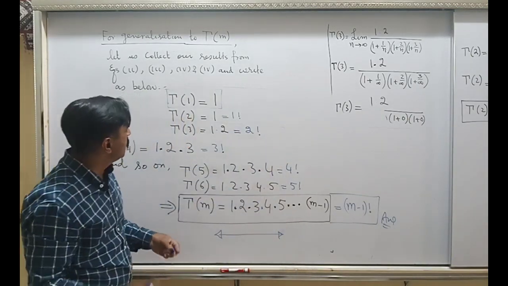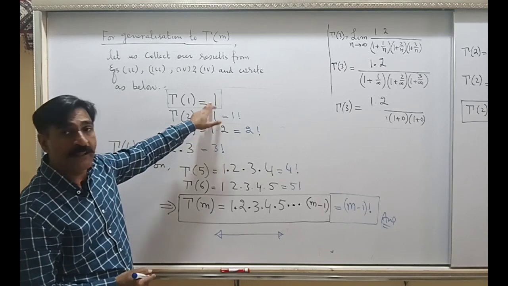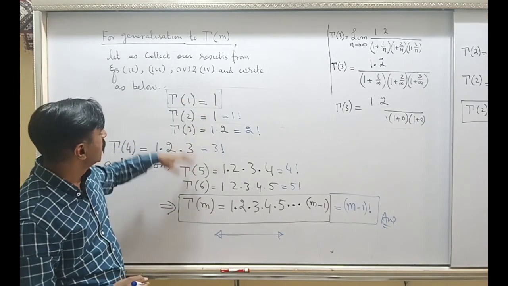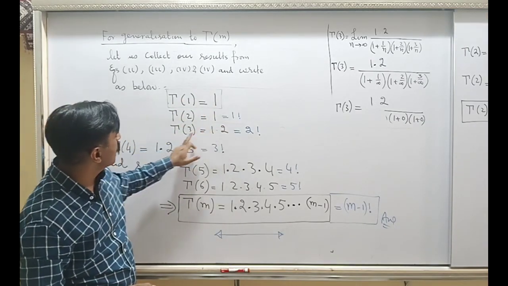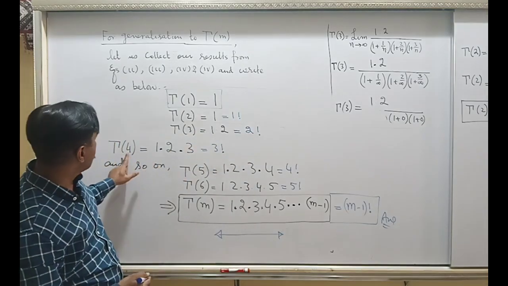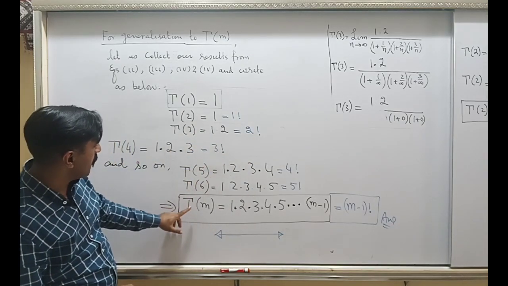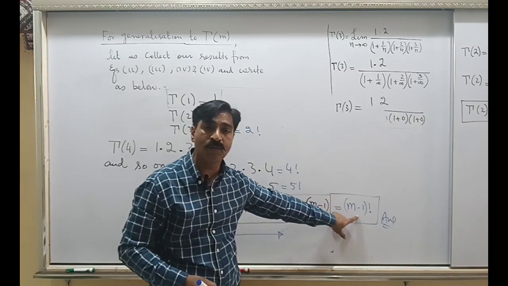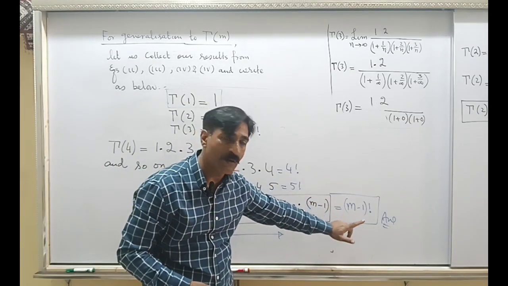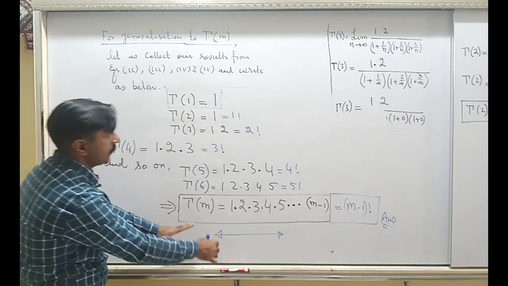The pattern is quite visible from here. And this is a very special value, so please remember it separately. So gamma 2 is 1. It's 1 factorial. Gamma 3 is 2 factorial. Gamma 4 is 3 factorial. And in the end, gamma m is m minus 1 factorial. Okay, so the question is finished.